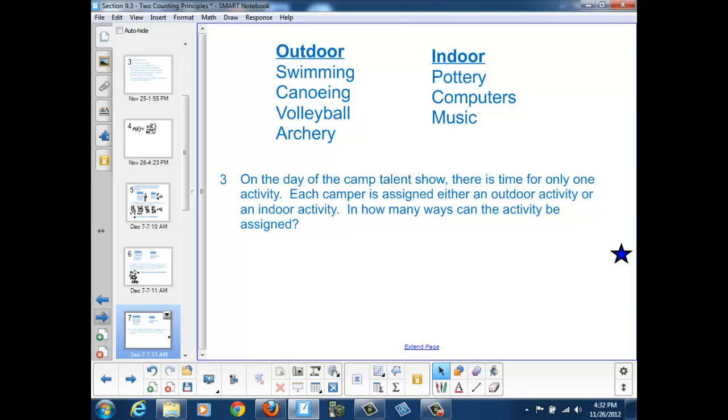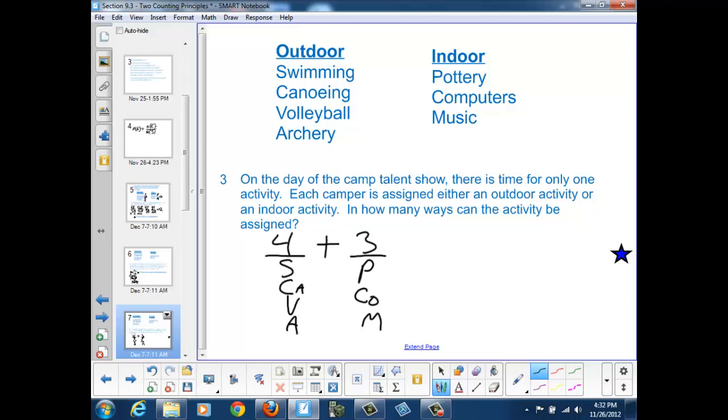Well, I have the 4 choices from the outdoor activities: swimming, canoeing, volleyball, and archery. And then I have 3 more choices on top of the outdoor, which are pottery, computers, and music, which gives me a total of 7 possible ways that I could choose an activity.